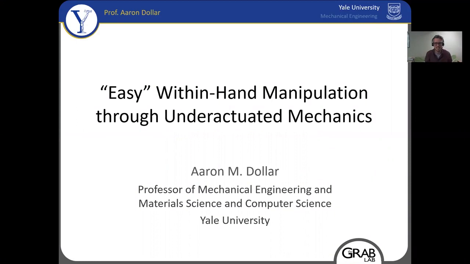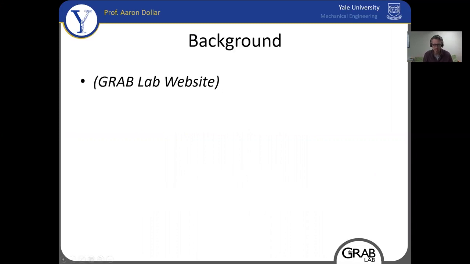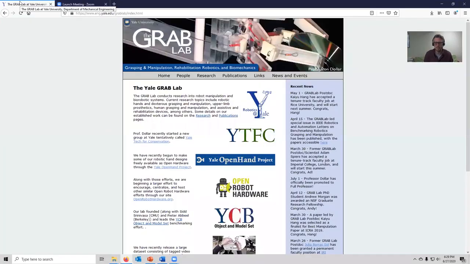I wanted to talk about "easy" within-hand manipulation through underactuated mechanics. Just a bit about myself first, I'm going to bring you to the Grab Lab website. We do a number of things in my lab related to topics in this workshop. A few things to note are the Yale Open Hand Project, where we have a large number of our robot hand designs, modular robot hand designs, available open source for you to print and fabricate in your lab. And then the YCB object and model set, which is now being hosted by UMass Lowell and the NERVE Center, started in my lab.